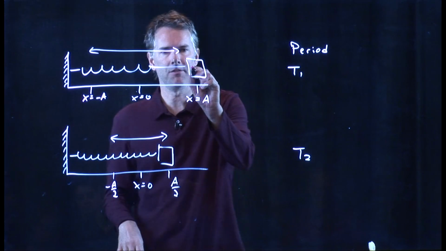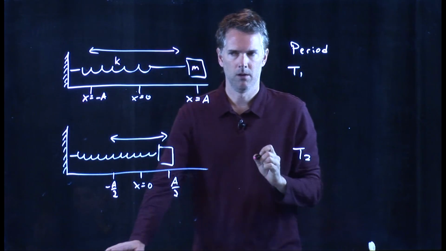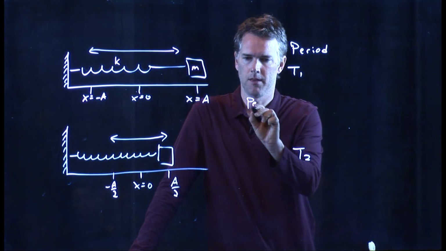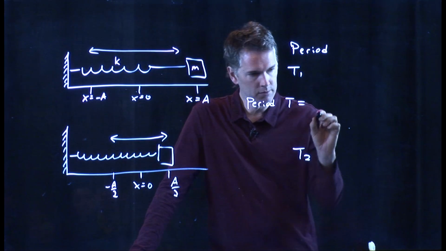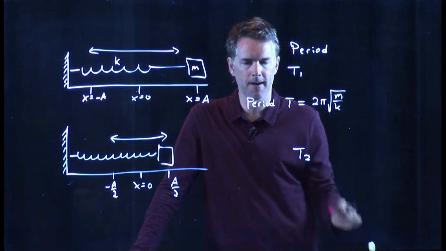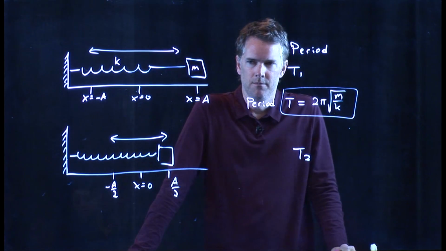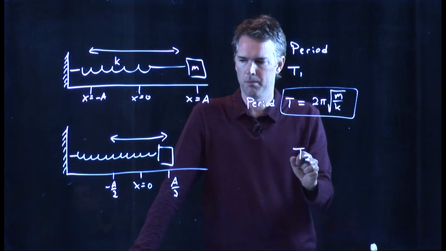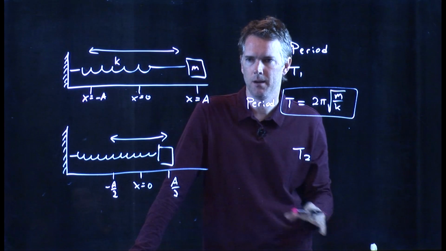If this is a mass m and this is a spring k, we just wrote down what the period is for that motion. The period T was 2 pi square root m over k. So what do you think, Dan? Is T2 still going to be half of T1? Or is T2 going to be twice T1? Or 4 times? Or something else?